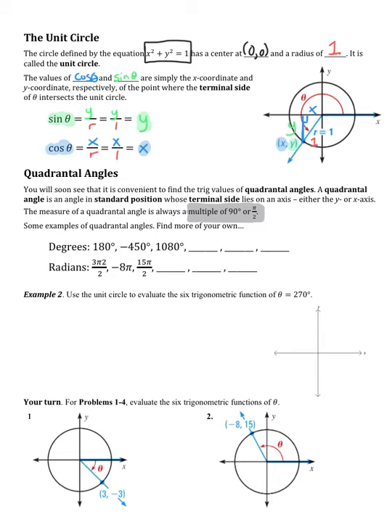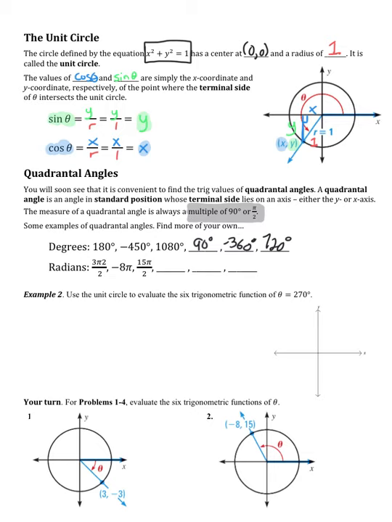So just some examples of quadrantal angles. You could just say 90 degrees is one, negative 450 degrees is another one. Oops, negative 450 was already given. Let's say negative 360 degrees. All right, so any multiples of 90 would be an example of a quadrantal angle. 720 degrees would be one.